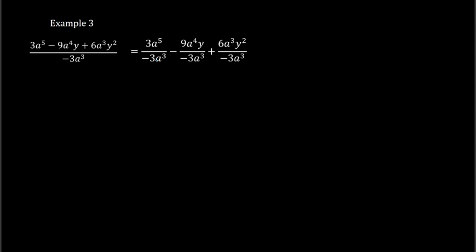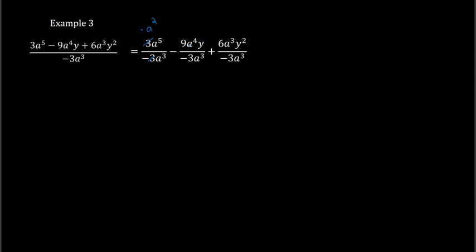So from here, I can simplify each fraction. So for the first fraction, the 3's will cancel. I have negative, and then a to the 5th divided by a to the 3rd. I can subtract the exponents 5 minus 3 to get 2. And that goes on the top because the 5 was bigger. So we have a squared on the top, and then don't forget the negative.